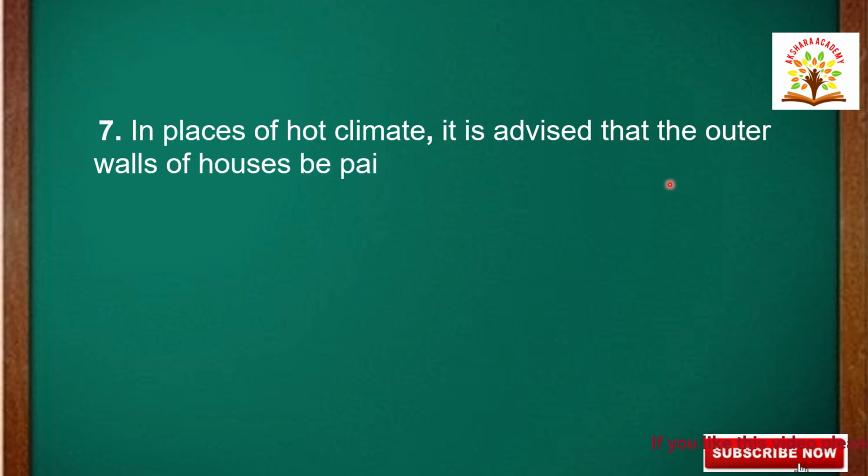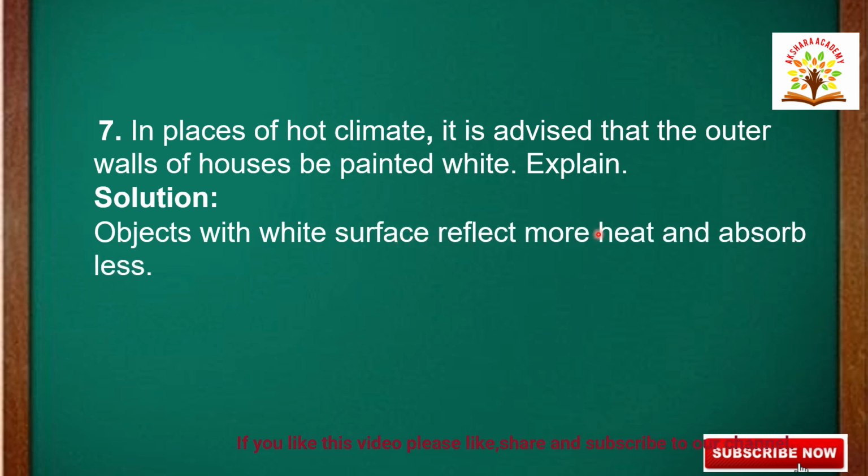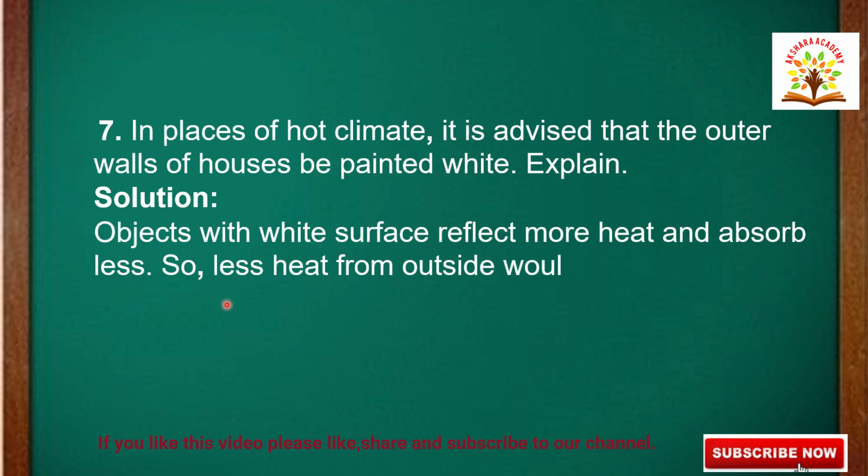Okay. Next, go to the 7th question. In places of hot climate, it is advised that the outer walls of houses be painted white. Explain. Come to the solution. Objects with white surfaces reflect more heat and absorb less. So, less heat from outside would enter the house. That's why in places of hot climate, it is advised that outer walls of the houses be painted white.